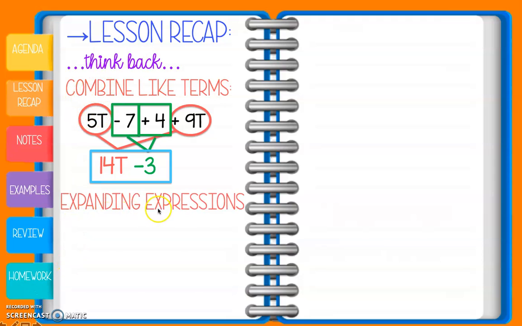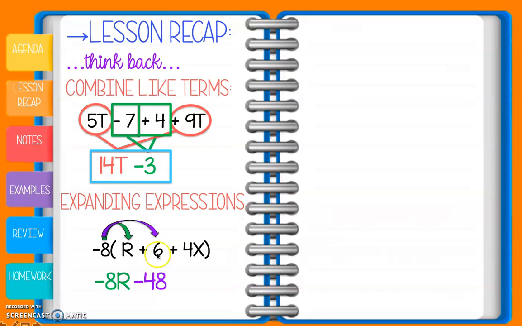When we expanded expressions, we took the factor that was on the outside and multiplied it to everything that was on the inside. So for example, we have negative 8 times r. Negative 8 times r would give us a negative 8r. Negative 8 times positive 6 would give us a negative 48. Negative 8 times 4x would give us a negative 32x. Okay, so that's how we combined like terms. That's how we expanded expressions.